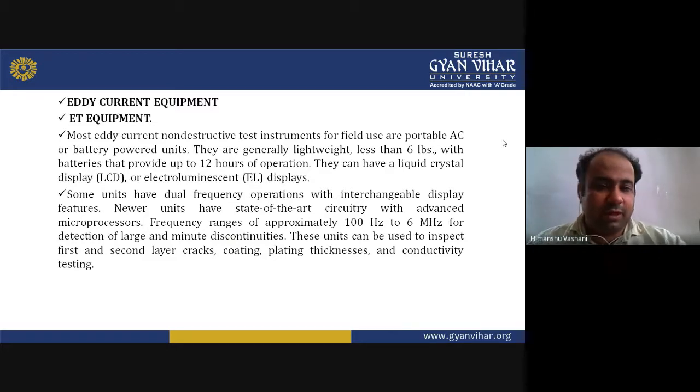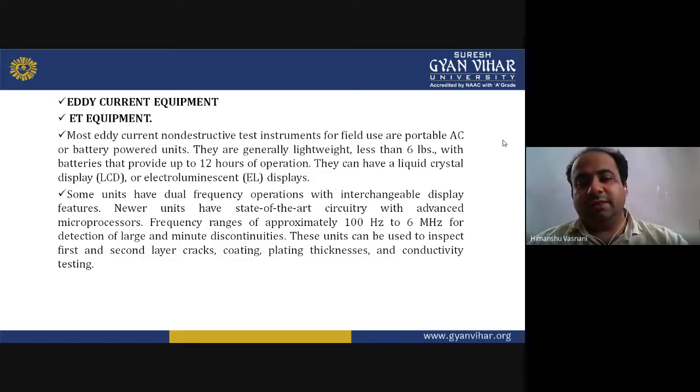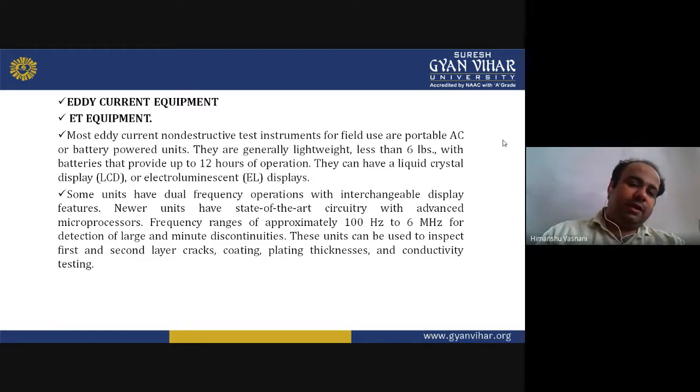But there is one more thing: the frequency range should be known to us, ranging from 100 Hz to 6 megahertz for detection of large and minute discontinuities. Both kinds of discontinuities can be found in this range only. These units can be used to inspect first and second layer cracks, coating, plate thicknesses, and conductivity testing.